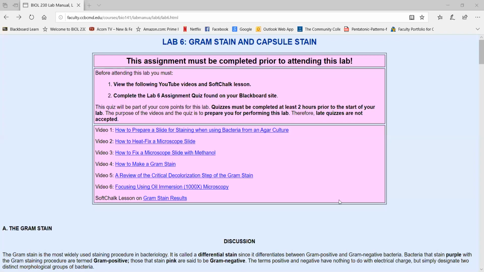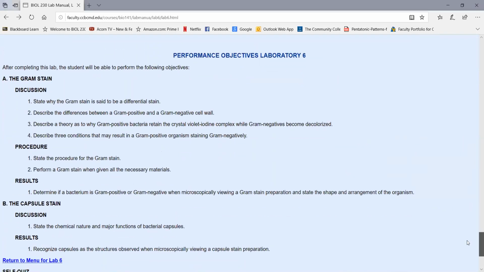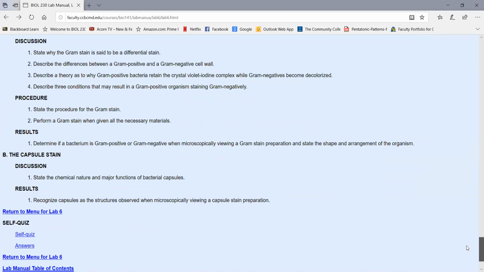In Lab 6, we're going to be taking up the gram stain and the capsule stain. Again, we have a number of videos to watch, pre-lab quiz videos, along with the SoftChalk lesson on gram stain results. And of course, you have your Lab 6 pre-lab quiz to do that must be completed at least 2 hours before the start of your lab. And also remember, of course, when you're finished with the lab, to answer the performance objectives at the end and take the self-quiz.